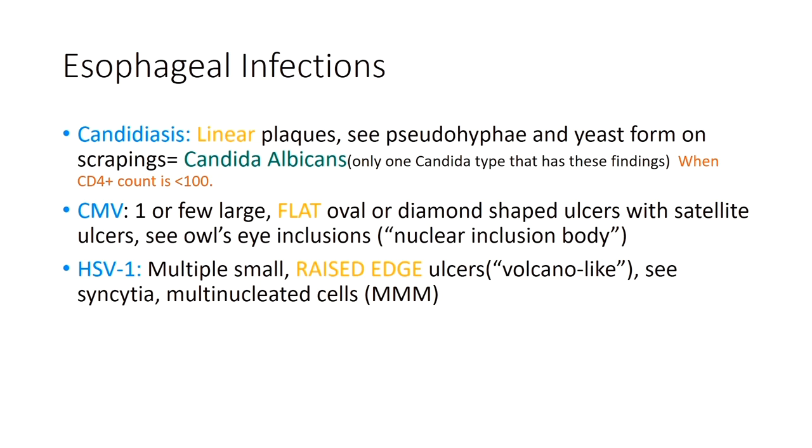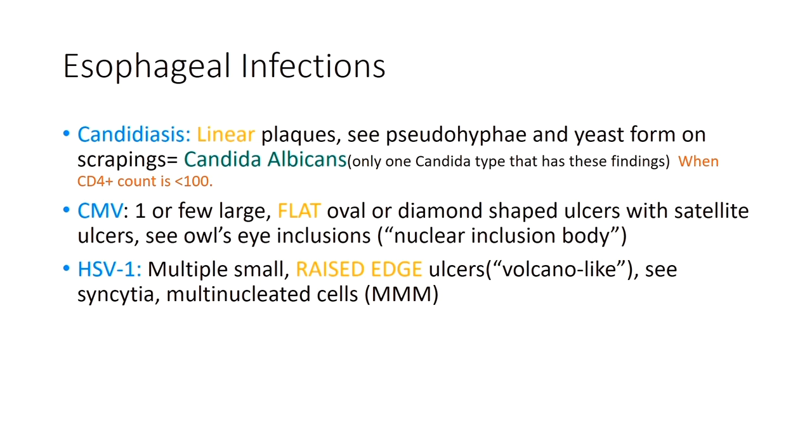However, once we pass the mouth and get out of the pharynx, not dealing with the respiratory system, we get into the esophagus. There are three infections that really occur here, and they usually occur having to do with HIV or immunosuppression. One in particular is candidiasis.